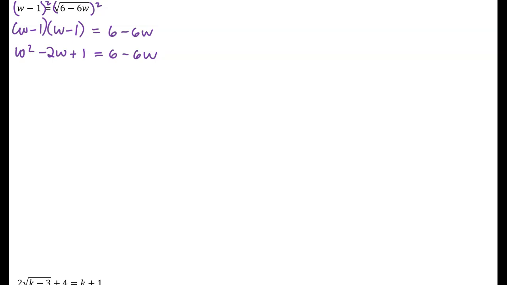If there was only a single w floating around, I would solve with square roots, but there's not, so I'm going to set it equal to 0, and then I can decide between factoring and the quadratic formula. To set it equal to 0, I'll subtract 6 from both sides and add 6w to both sides. This will leave me with w squared plus 4w minus 5 equals 0.